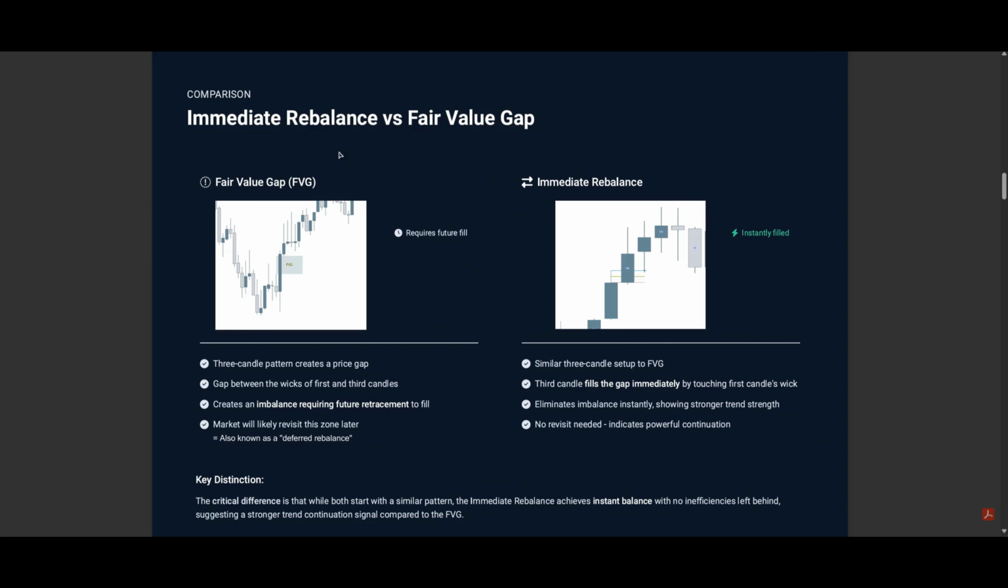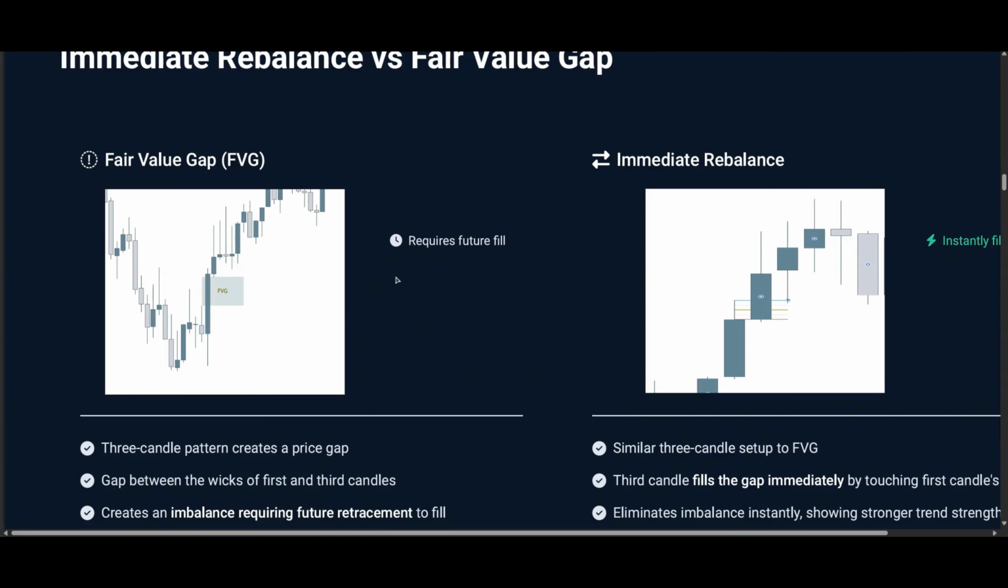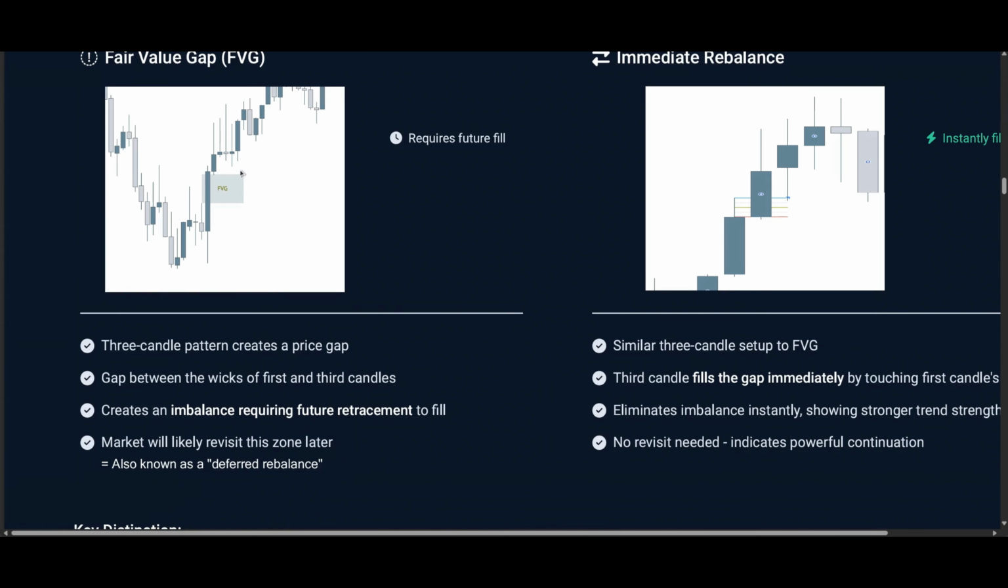All right, so let's talk about the immediate rebalance versus the fair value gap. Here you can see I have an image of a fair value gap, right? And this obviously requires a future fill. Price has to at some point in the future come back down and fill in this fair value gap. Now, what is the formation or the key distinctions here?